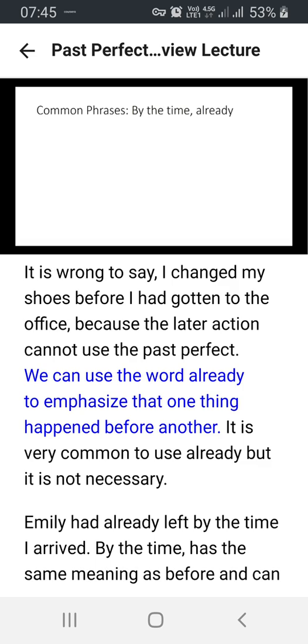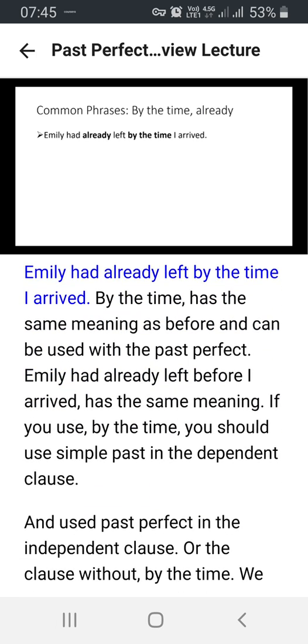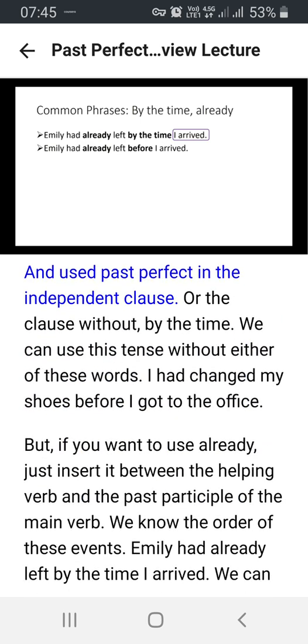We can use the word already to emphasize that one thing happened before another. It is very common to use already, but it is not necessary. Emily had already left by the time I arrived. By the time has the same meaning as before and can be used with the past perfect. Emily had already left before I arrived has the same meaning. If you use by the time, you should use simple past in the dependent clause and use past perfect in the independent clause, or the clause without by the time.